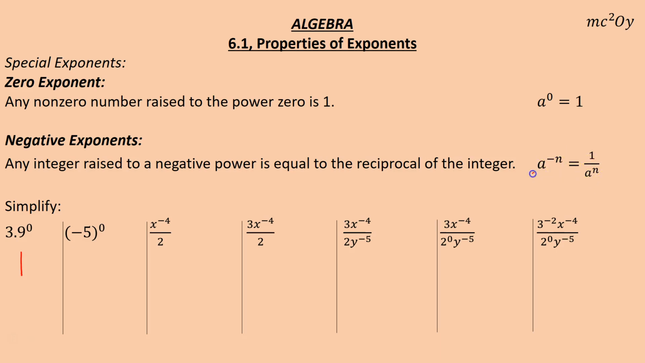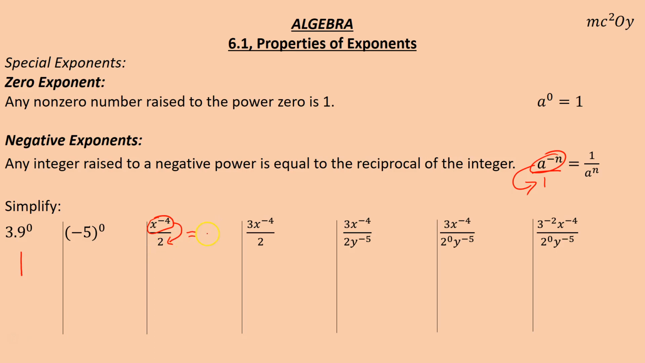Any integer raised to a negative power is equal to 1 over that integer to the positive power. We think of this as putting a 1 under it, and this whole thing moves down. It switches sides, so we get 1 over a to the n. So for instance, x to the negative 4 just moves to the other side of the fraction. It's not the reciprocal, it just moves to the other side.